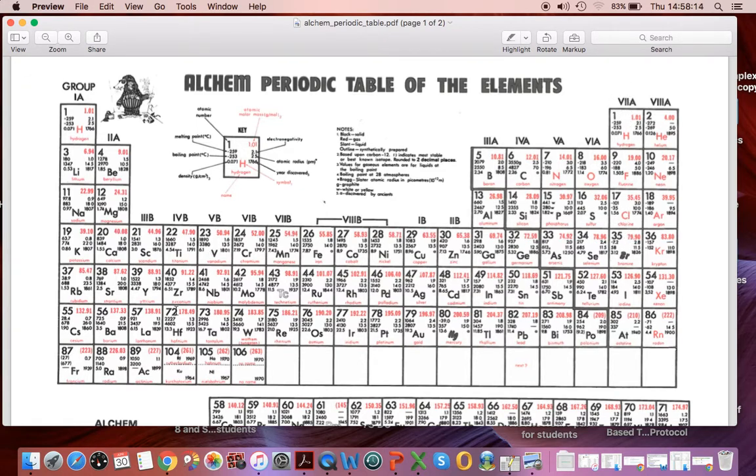Now let's go back to strontium. If strontium loses 2 electrons, it goes from 38 to 36. It becomes isoelectronic with krypton. And so strontium, group 2, wants to lose its 2 outer electrons. Metals lose electrons to become stable.